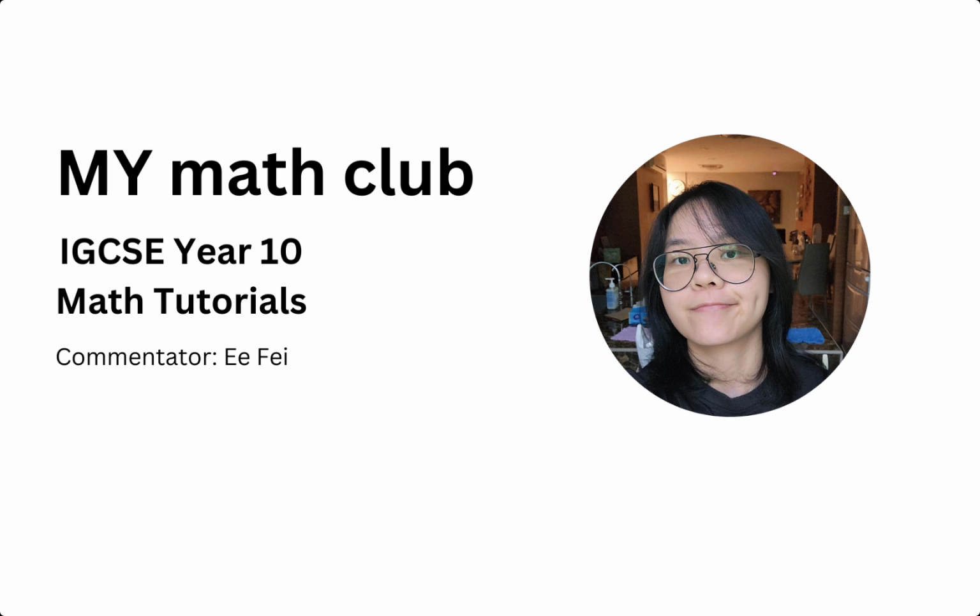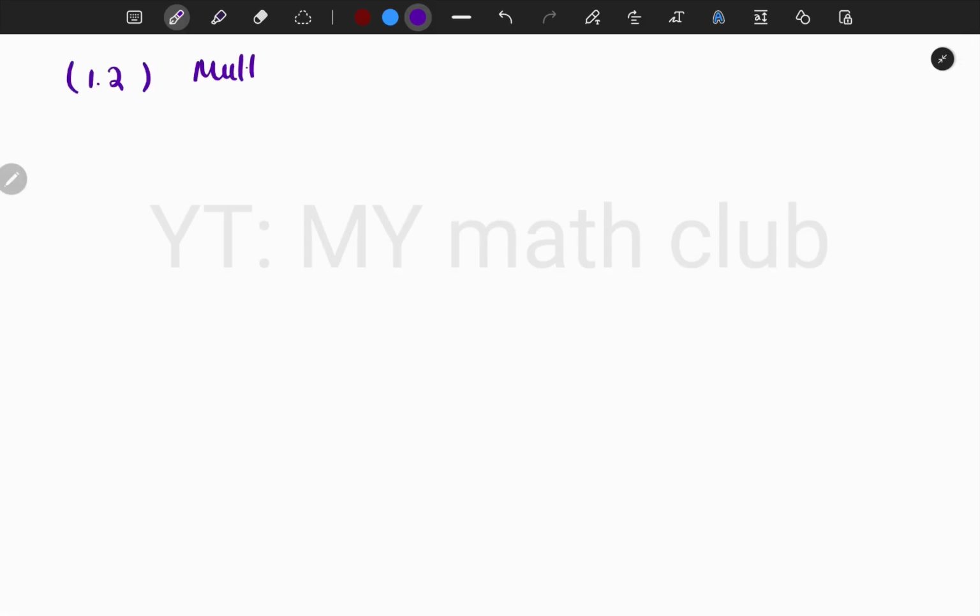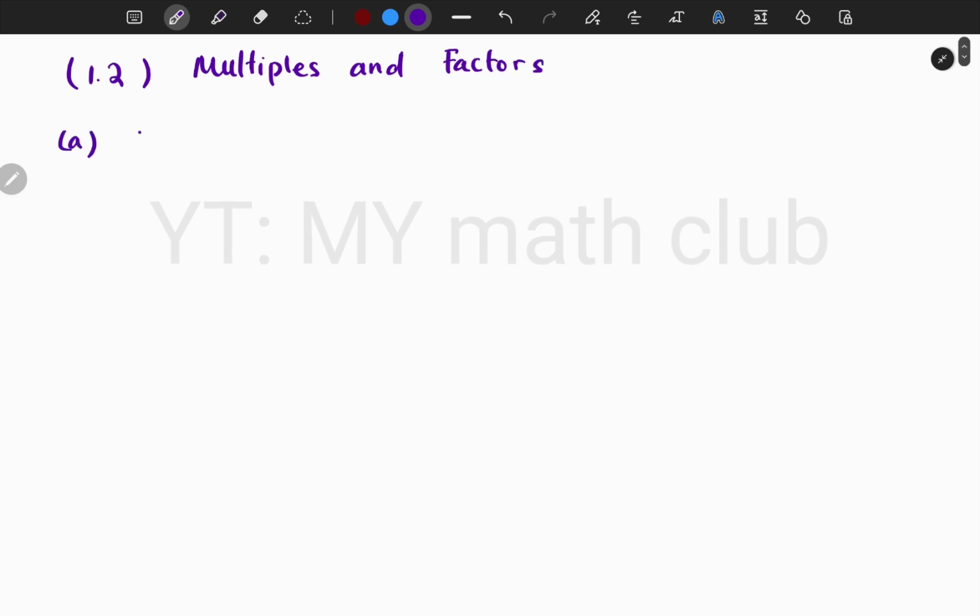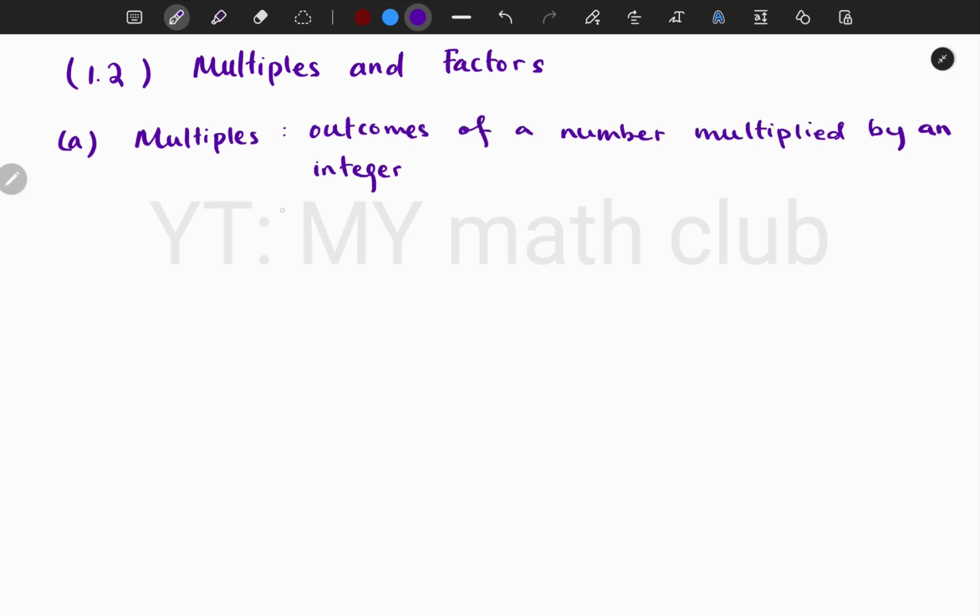Today we're going to continue with our IGCSE Year 10 syllabus, which is on Unit 1.2 multiples and factors. So we're just going to start off with defining some of these terms. Multiples are outcomes of a number multiplied by an integer.